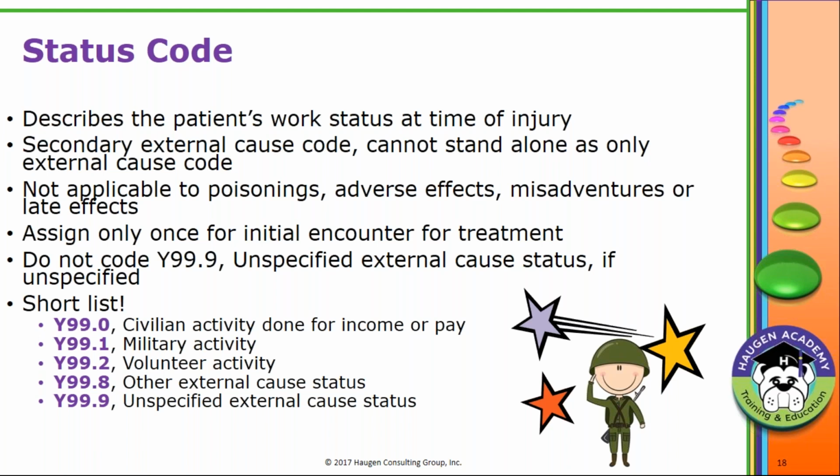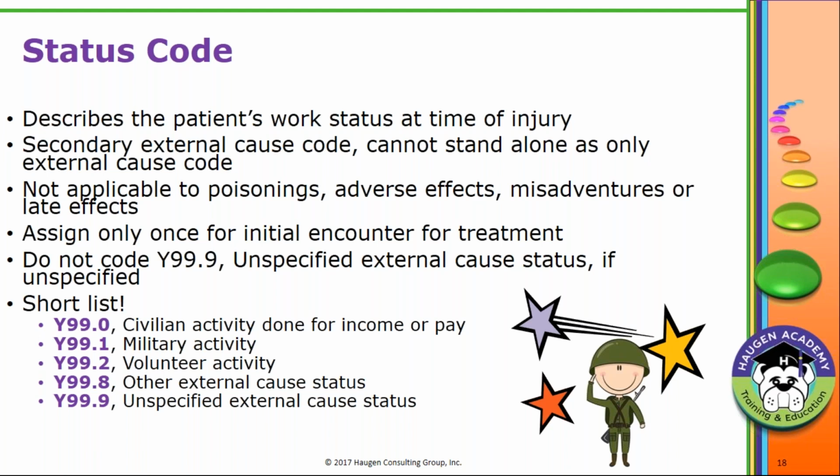The codes that are shown here are the entire list of codes for status. There's really not a whole lot. So you can see what they're really trying to capture. Civilian activity done for income or pay. This one might be really important to a workers' comp case. And if you do have a case that is workers' comp and it's documented that the patient was working at the time, I would advise picking this one up just in case the insurance company requires that.